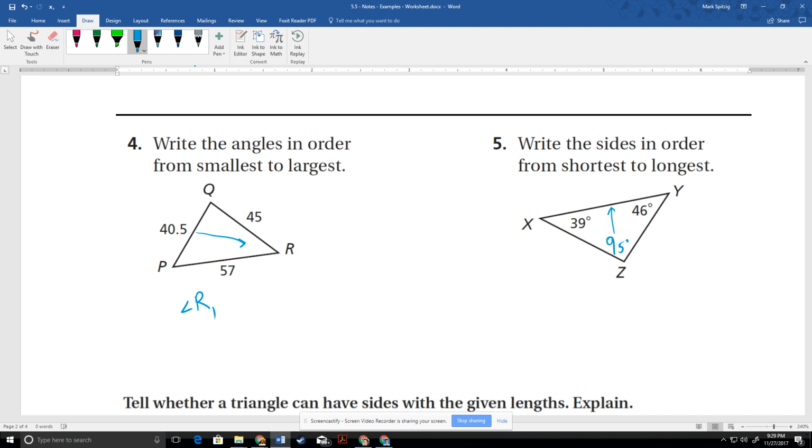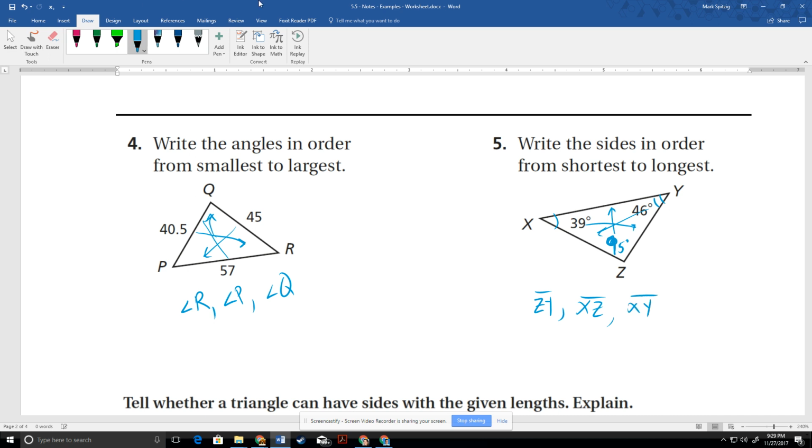Okay, now it does say shortest to longest, so let's do that. Let's start with shortest. The shortest or smallest angle is 39, so opposite that will be my shortest side, which is ZY. The next shortest angle is 46, so opposite that is going to be XZ. And then opposite the largest angle, 95, the largest side would be XY.